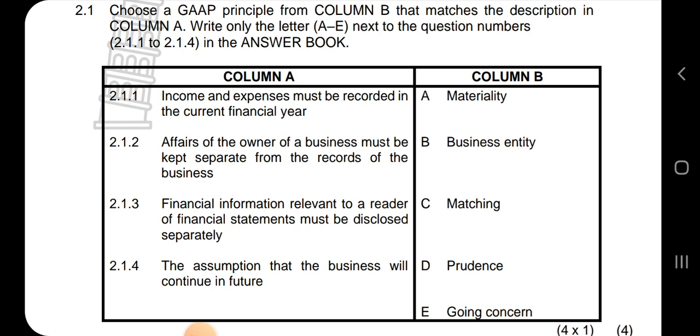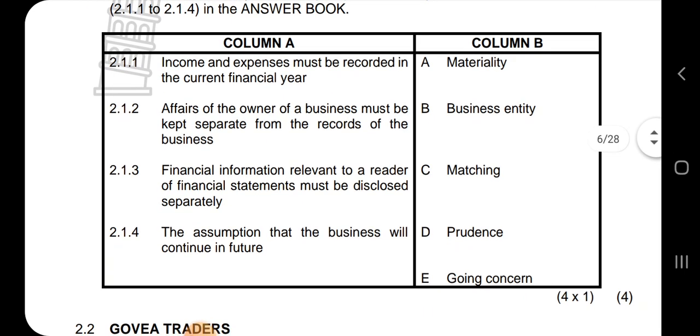Income and expenses must be recorded in the current financial year. That is matching principle. 2.1.1 is C, matching principle. 2.1.2 says affairs of the owner of the business must be kept separate from the records of the business. That is B, business entity. 2.1.3 says financial information relevant to a reader of financial statement must be disclosed separately. That is materiality. And then 2.1.4 says the assumption that the business will continue in future, that is going concern.